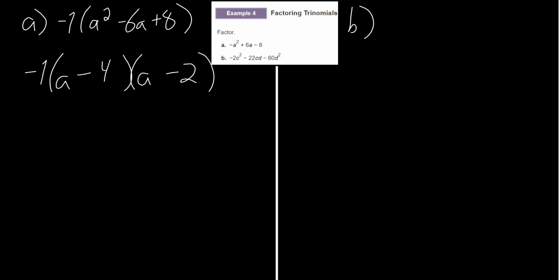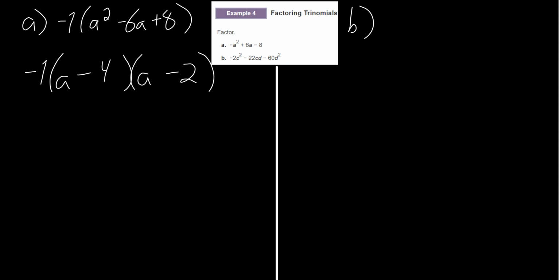B. All right, so I'm glad we did this. This is pretty interesting. We've got a negative 2c squared minus 22cd minus 60d squared. Now, my first inclination right off the bat was, all right, we're going to have to put this in descending order. That's because I was looking at the d squared first instead of c squared. Okay, so it doesn't really matter what we do. Obviously, many times it's just kind of alphabetical order, right? X, Y, Z, A, B, C.